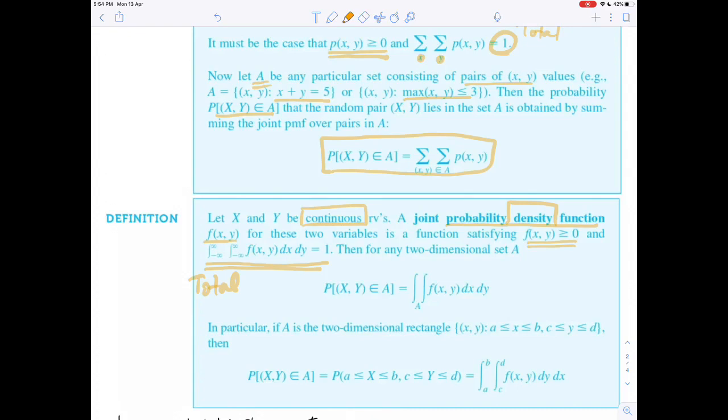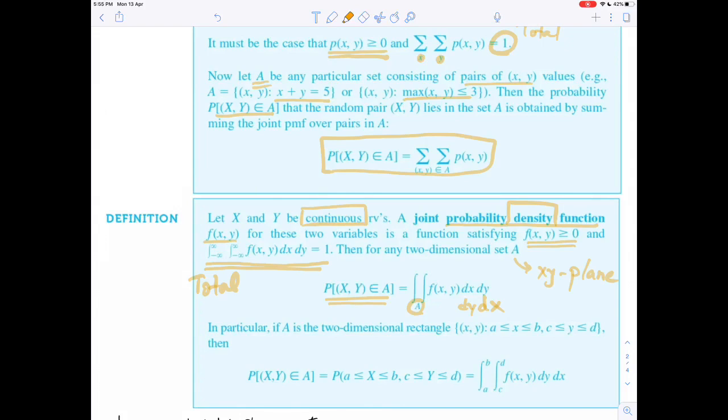And for any two-dimensional set A, which is some subset of the x, y plane, so this is starting to look familiar from our multiple integrals, the probability that x and y are in that subset is the double integral over that region A of f of x, y, dx, dy, or dy, dx, depending on the order of integration that you choose. So everything that we learned about double integrals is going to come into play here with joint probability density functions.